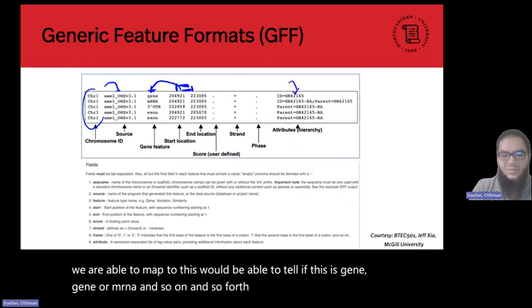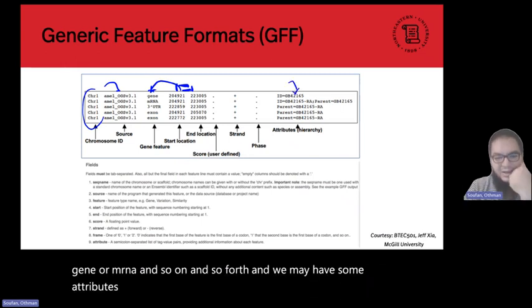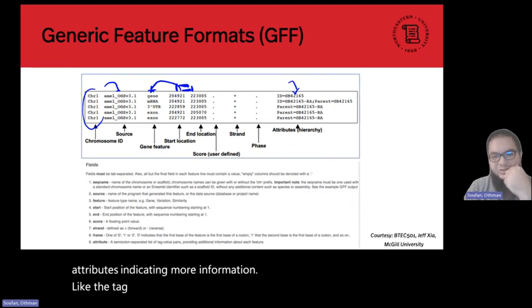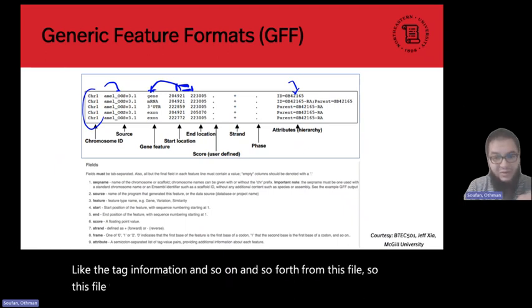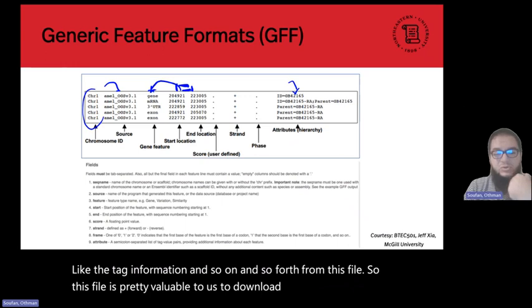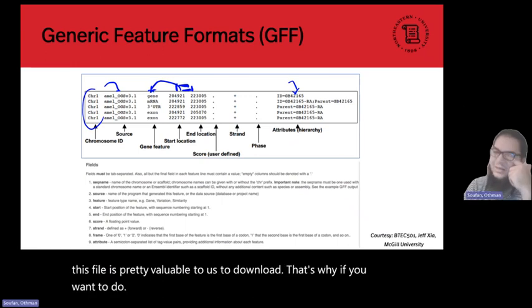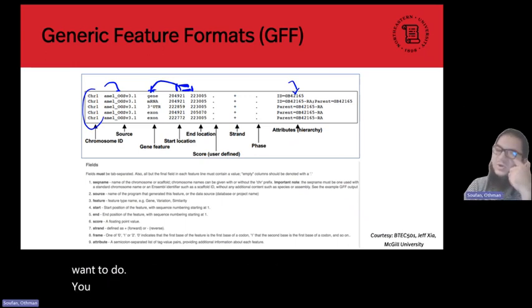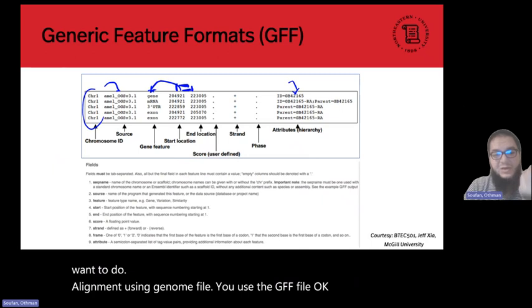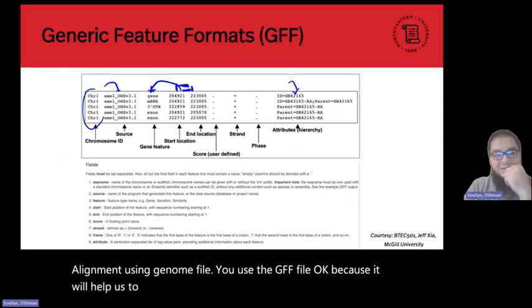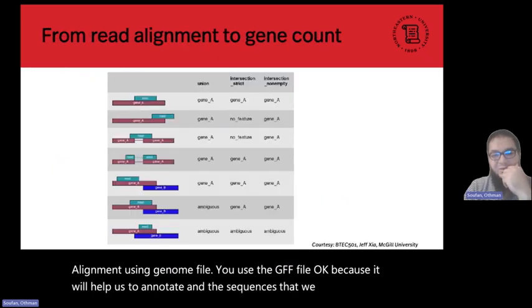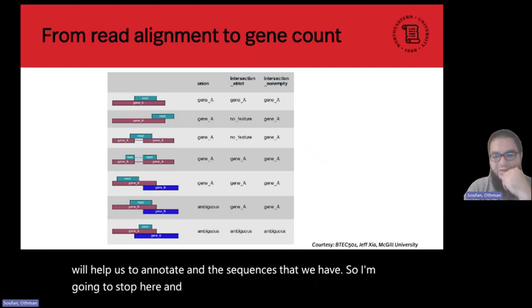And we may have some attributes indicating more information, like the tag information and so on, from this file. So this file is pretty valuable for us to download. That's why, if you want to do alignment using a genome file, you use the GFF file, because it will help us annotate the sequences that we have. So I'm going to stop here and then continue with the next part.